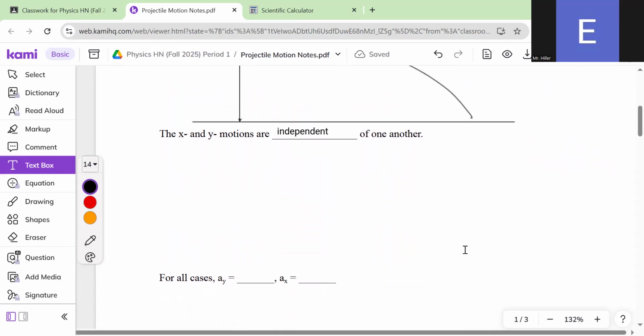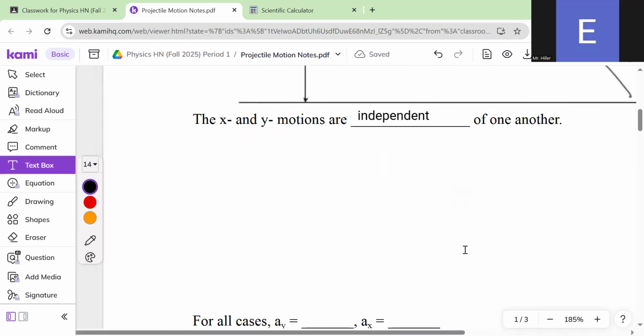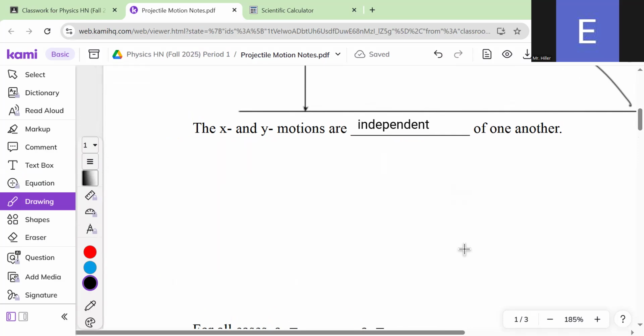Now, to solve projectile motion problems, here's what you're going to have to do. You're going to have to make two charts. Now, recall, for a constant velocity concept, we made a list that looked like this: delta x, v, and t. It was only three variables. Very simple.